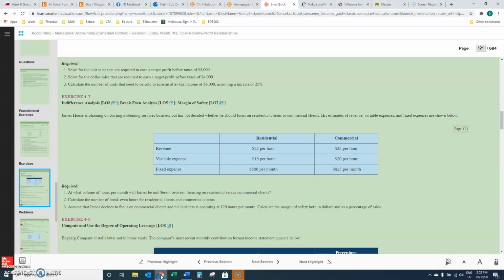And then we look at Part 3. Assume that James decides to focus on commercial clients. So we're only going to look at the one option now. And his business is operating at 120 hours per month. Calculate the margin of safety both in dollars and as a percentage of sales.